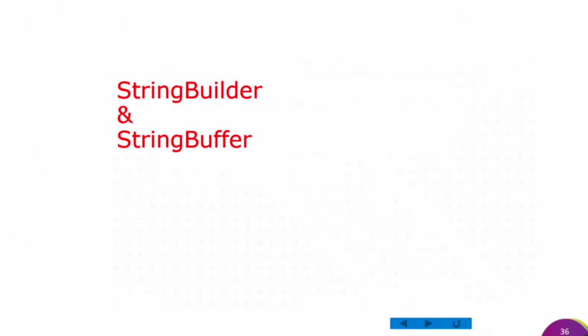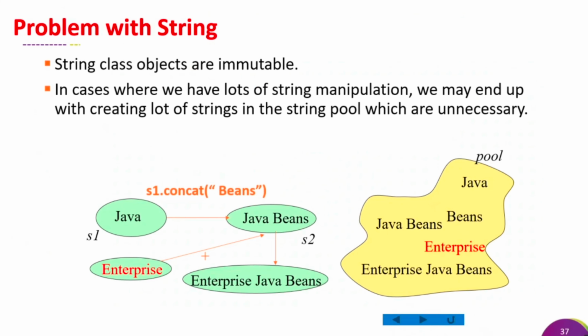Here we are going to discuss a few important points related to string builder and string buffer. But before that, I want to discuss what the issue is with a string. We already know our string is immutable. Immutable means we cannot change the value of a string. Once you create one string, that value is generated inside the string pool. If you change the value, it immediately creates another space inside the pool.